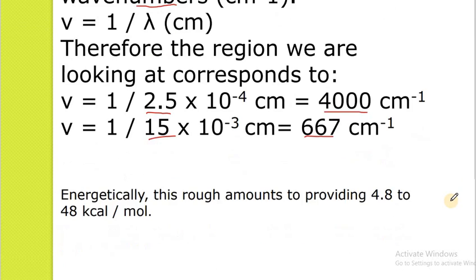And now, energetically, this roughly amounts to providing 4.8 to 48 kilojoules per mole.